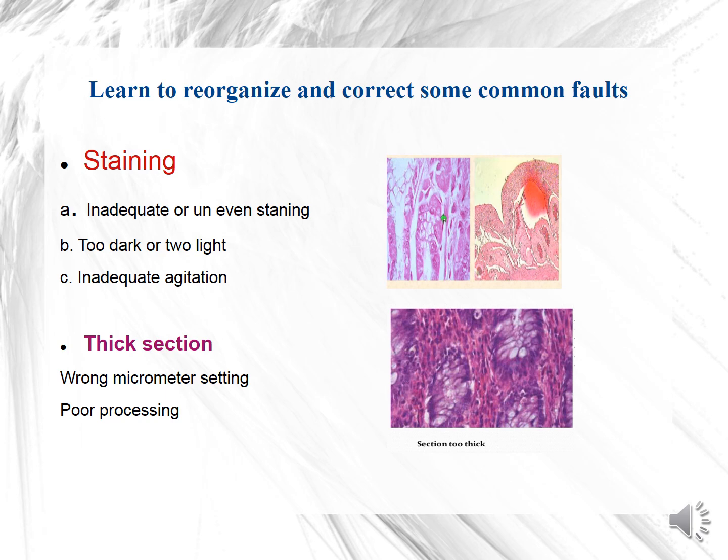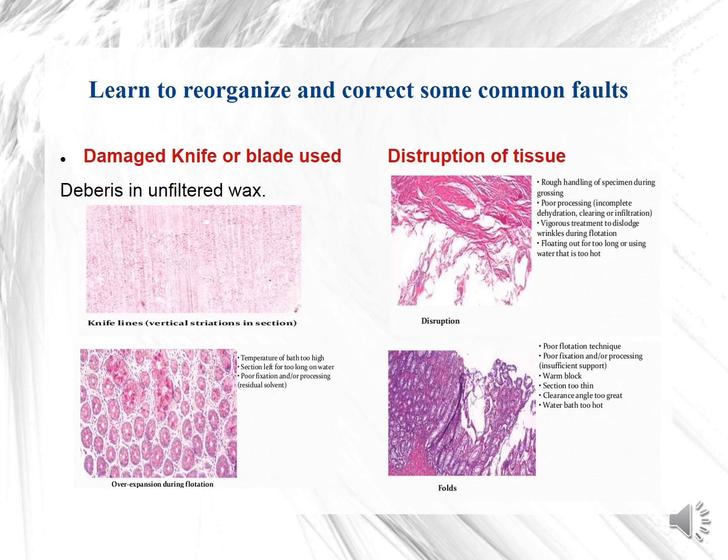Wrong micrometer setting or poor processing. Then damaged knife, if the knife is not properly sharpened, or disruption of tissue takes place, or over expansion of floating and folds are there. These are some of the precautions we should take while doing the microtomy.